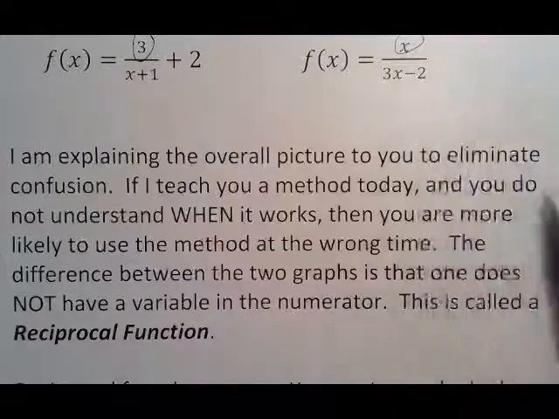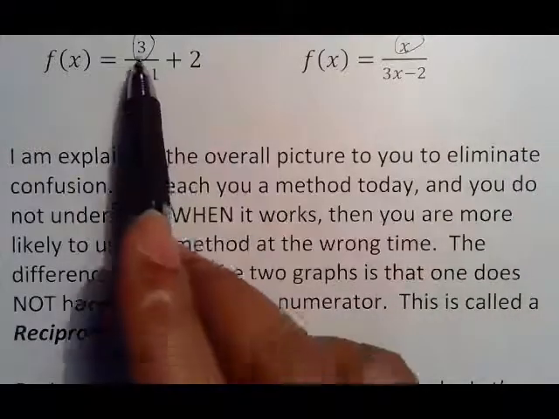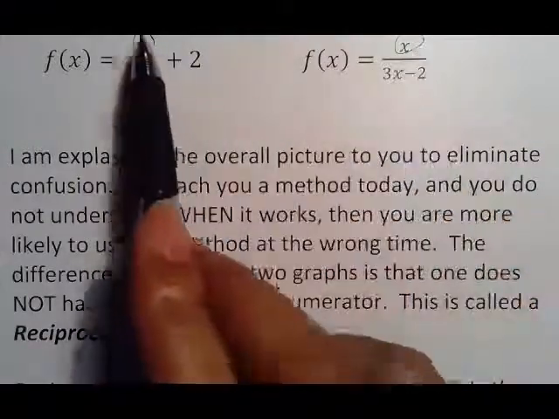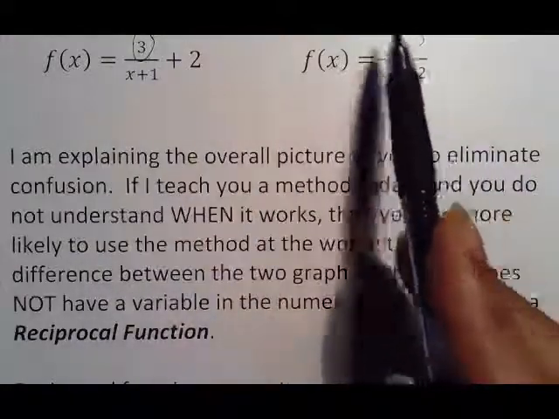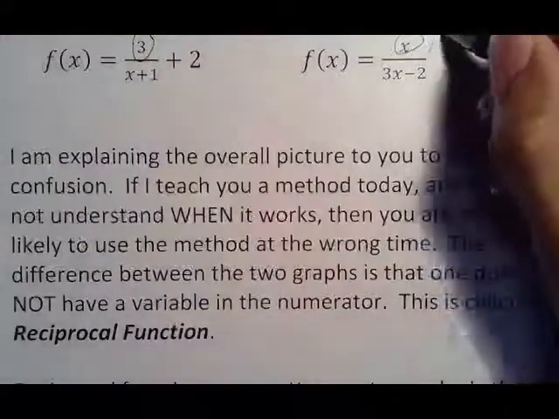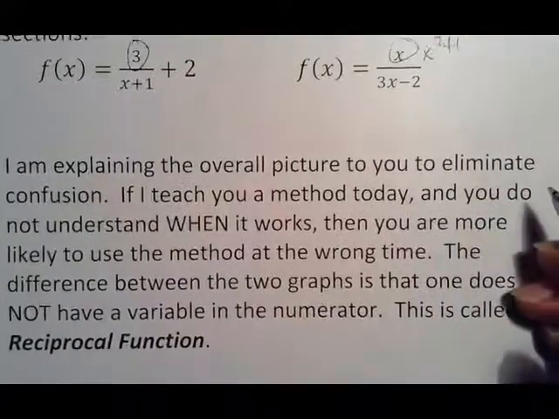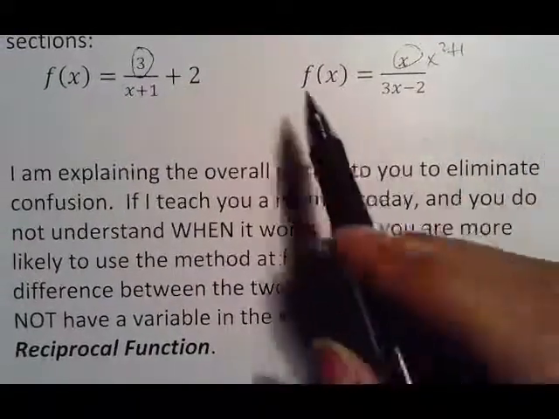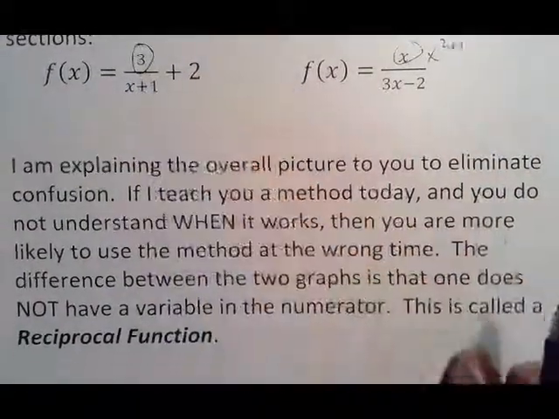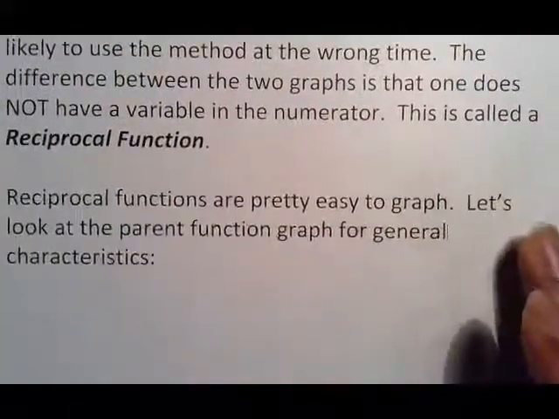You could put a +5 out there if you want to, but again, the key idea is that on the fraction, one just has a number, the other one has some sort of a variable. This could even have an x squared plus 1 on top. Anything could be happening with that, but again, the key thing is your reciprocal function is just a number on top. They're pretty easy to graph.